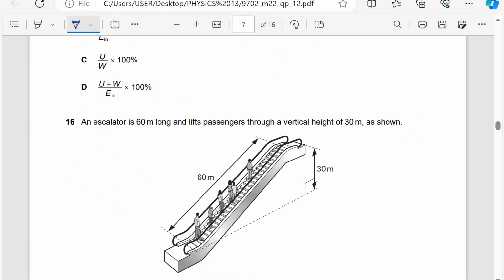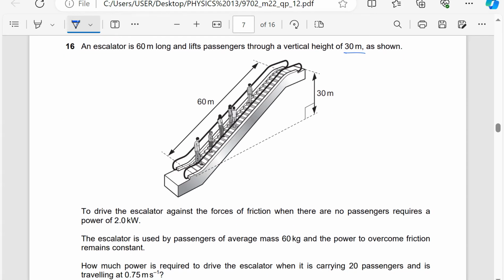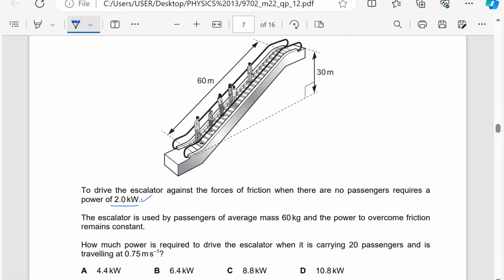An escalator is 60 meters long and lifts passengers through a vertical height of 30 meters, as shown. To drive the escalator against the force of friction when there are no passengers requires a power of 2.0 kilowatts. So if it is just alone, it requires this power. Now, if there are passengers, we must add some power to this. The power must be added to that.